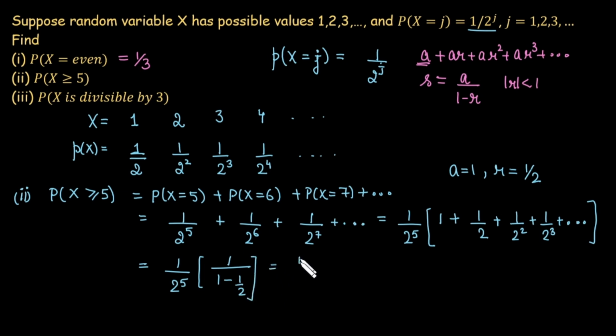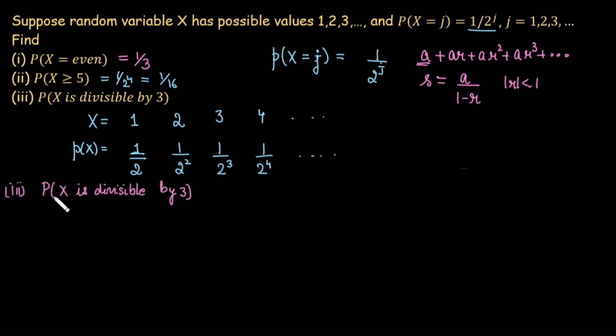So this is equal to 1 by 2 raised to power 5 into 1 upon 2 minus 1 upon 2, that is equal to 1 upon... this 2 gets cancelled with this and we have 2 raised to power 4 here. So in this case the probability is equal to 1 by 2 raised to power 4, that is equal to 1 by 16.